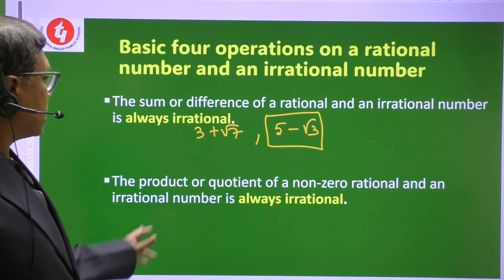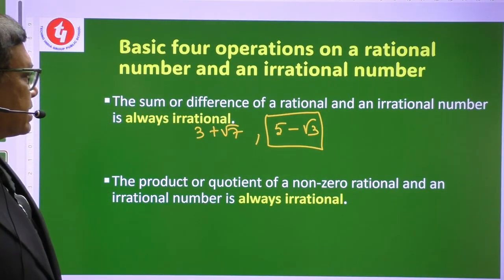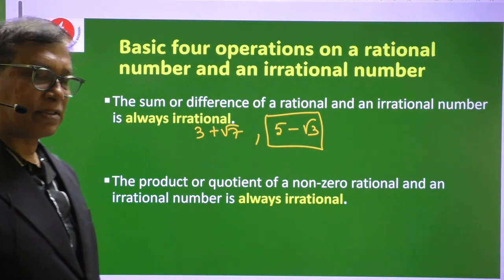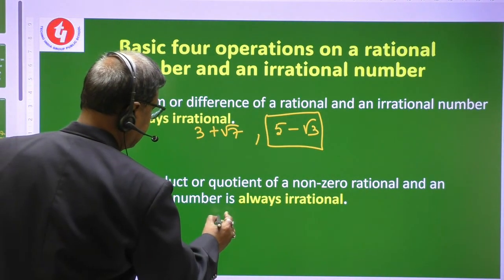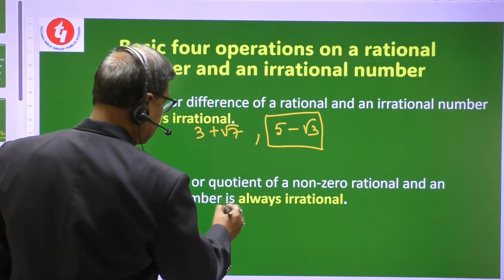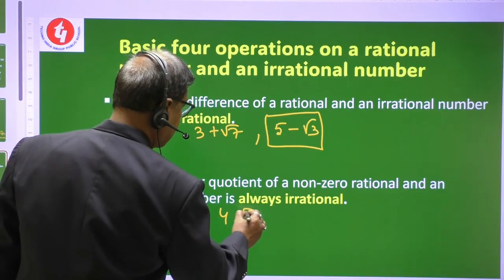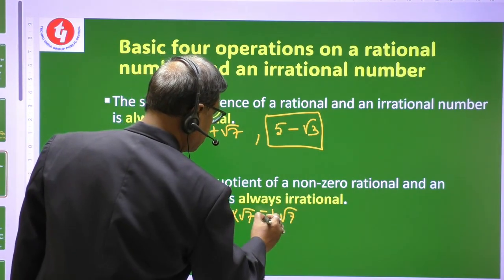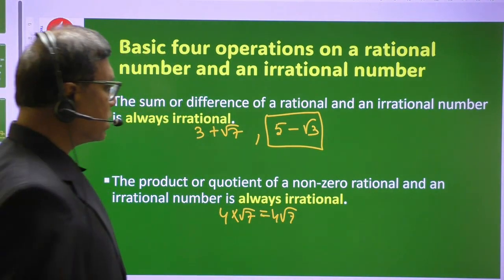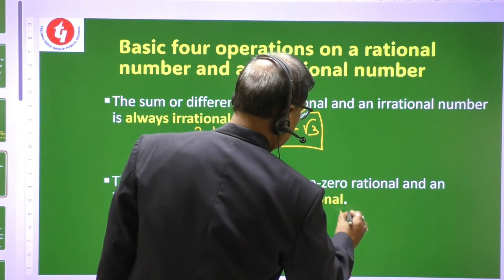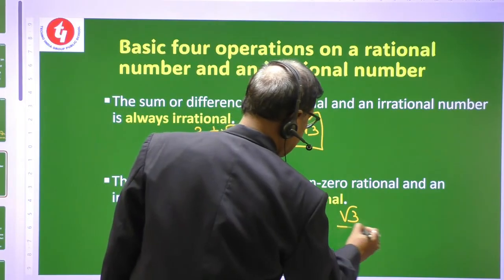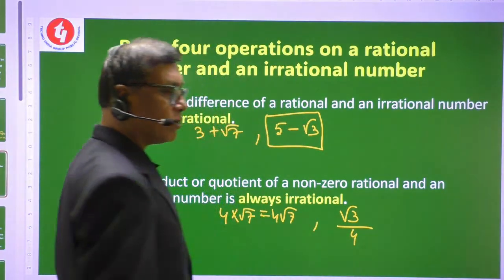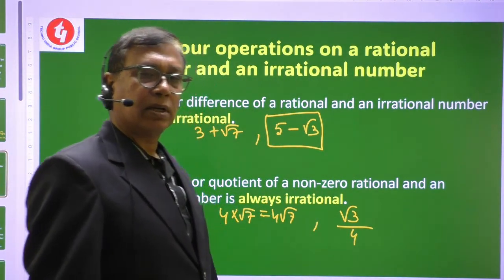Yes. Now come to the product or quotient of a non-zero rational number and an irrational number. That is also always an irrational number. For example, if I take 4 as a rational number and root 7 as an irrational number, then 4 into root 7, that is 4 root 7, is an irrational number. Yes. Now say root 3 is an irrational number, and if we divide by a rational number, say 4, so root 3 by 4 is an irrational number. I think this part is clear.